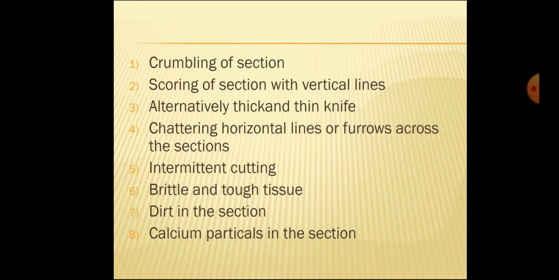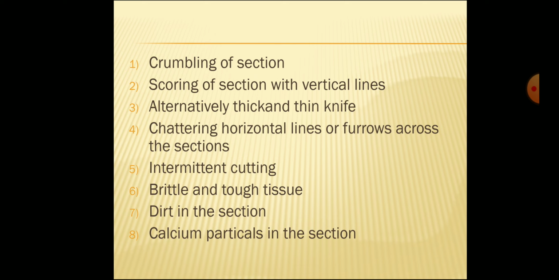The next problem is calcium particles in the section. If such a problem occurs, then use a select microtome and we can overcome the problem of calcium particles in the sections.